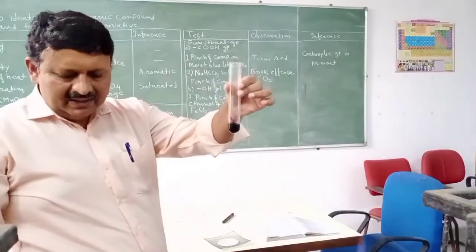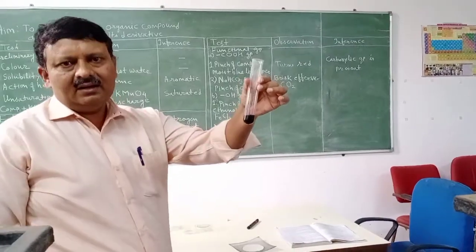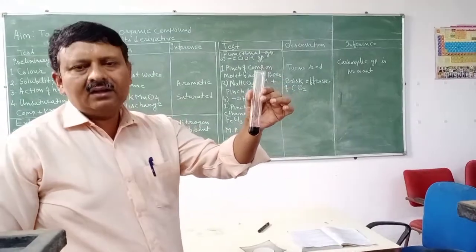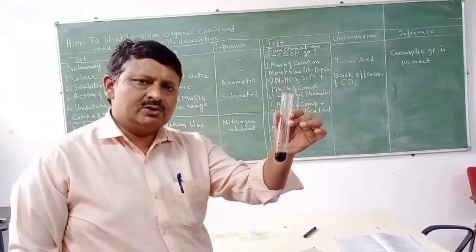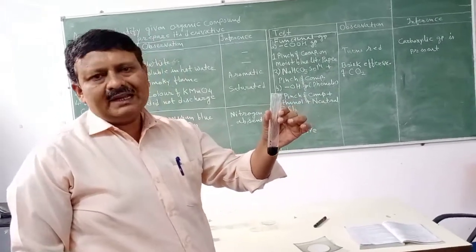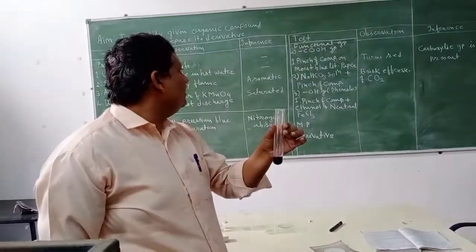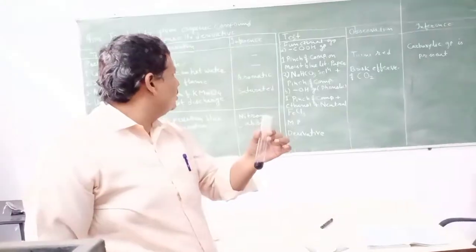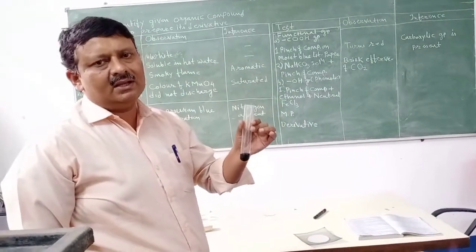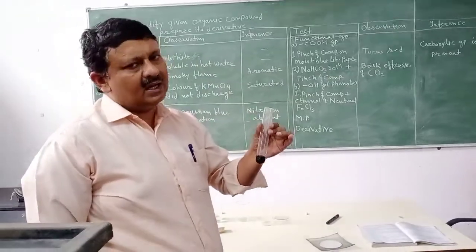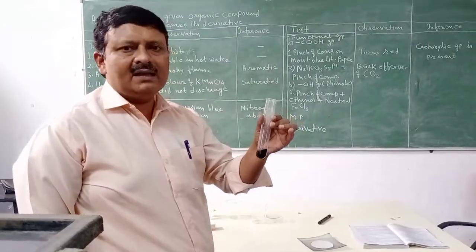This violet coloration shows that in this organic compound the phenolic OH group is also present. So these two tests, that is the functional group tests for the carboxylic acid and the phenolic OH group, are coming positive. It shows that this given organic compound contains both the carboxylic group as well as the phenolic OH group as functional groups.